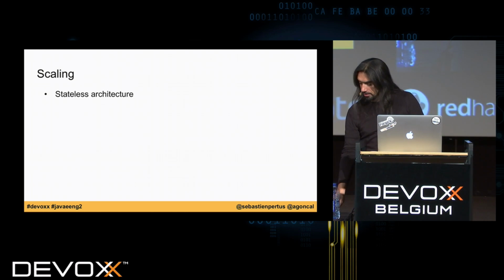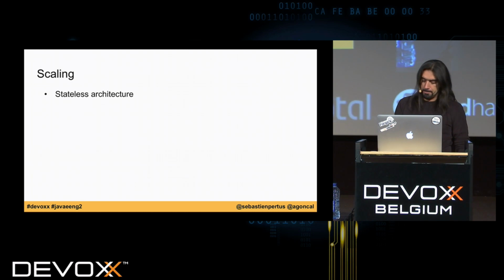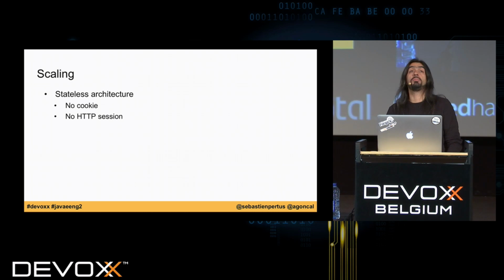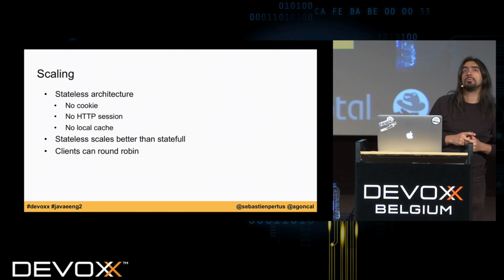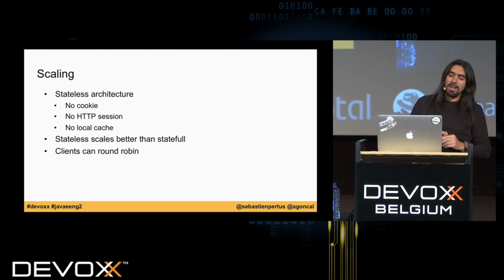Scaling a stateless architecture is easy. We don't have any cookie. We don't have any HTTP session to replicate. We don't have caching, distributed caching, or whatever. Stateless scales better than stateful. And because it's completely stateless, we don't have to go through all the failover thing. We just round robin, easy. So let's say this application is under load, a lot of people are voting, maybe I want to scale my voting service, not the others.